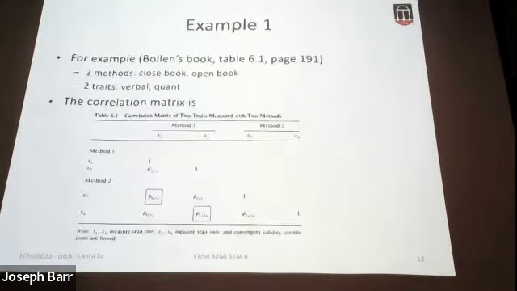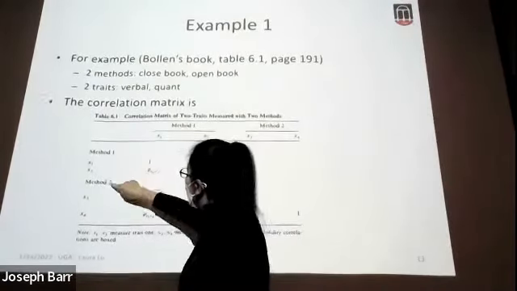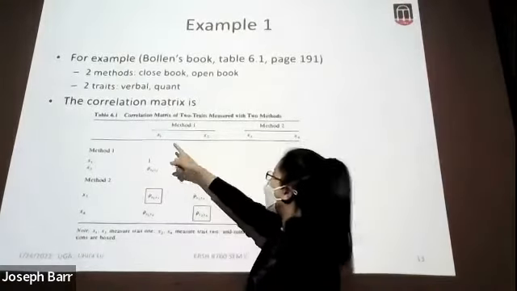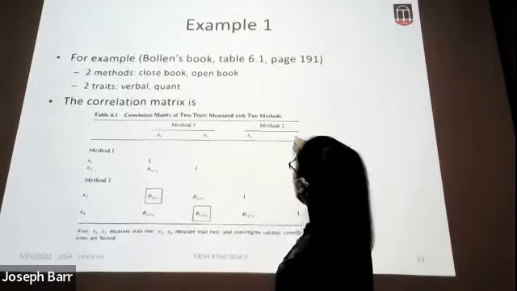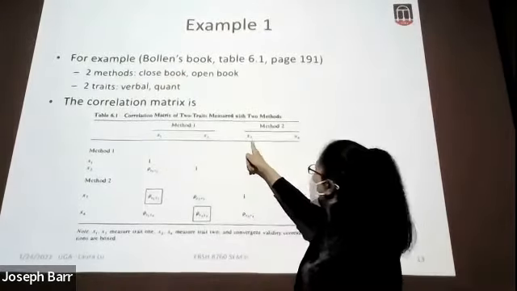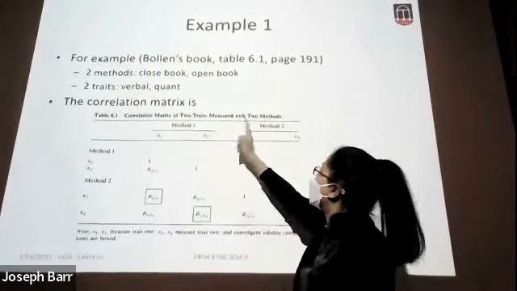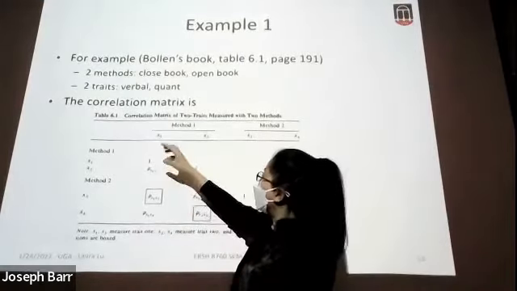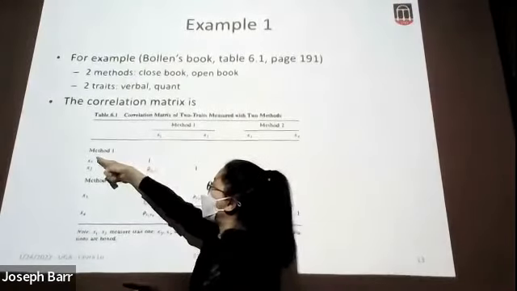This is a table from our textbook, page 191. This is the first example. We have two methods, method 1 and method 2. For each method, we have two traits, x1, x2, x1, x2. So x1 and x3 measure the same trait by using different methods, method 1 and method 2. We have 4 measures: 1, 2, 3, 4.